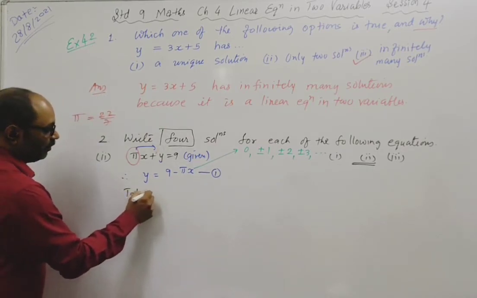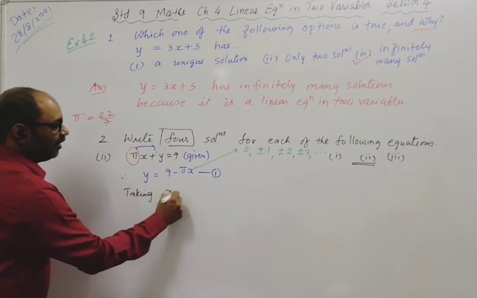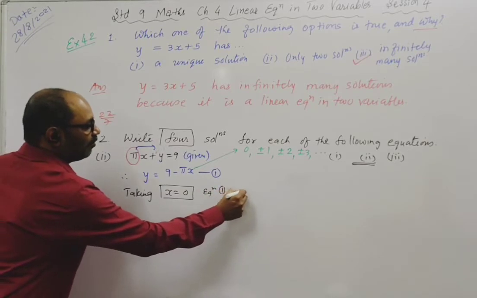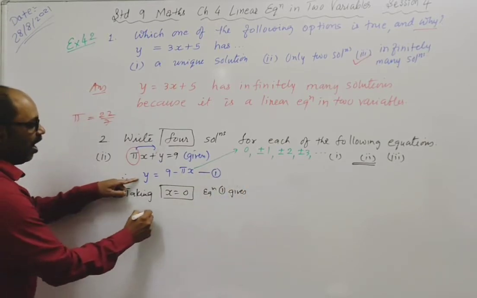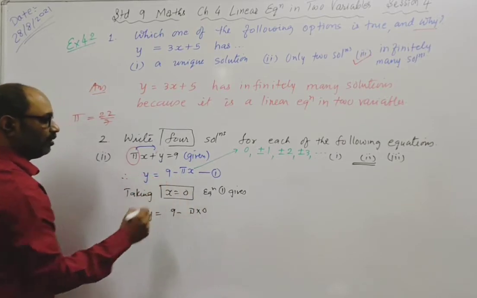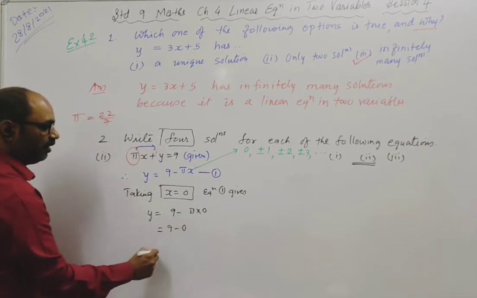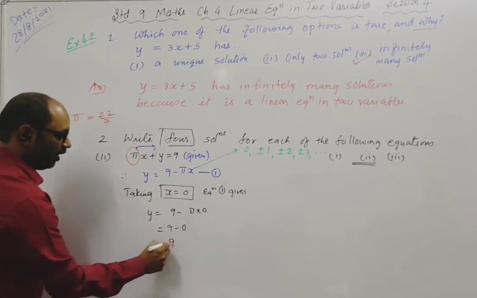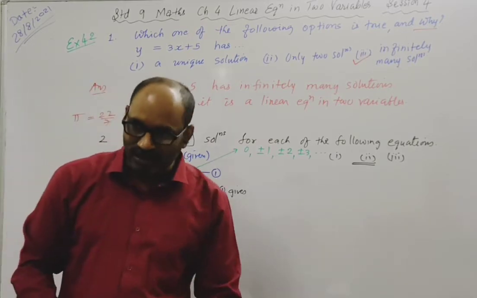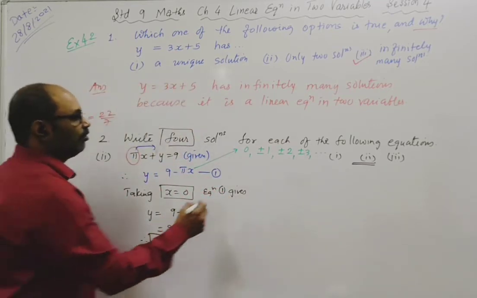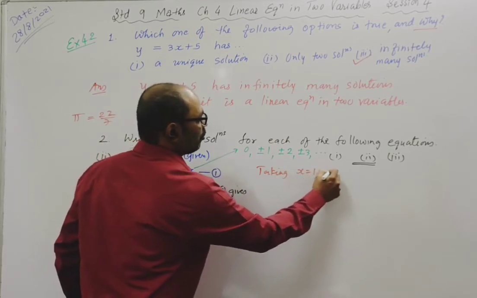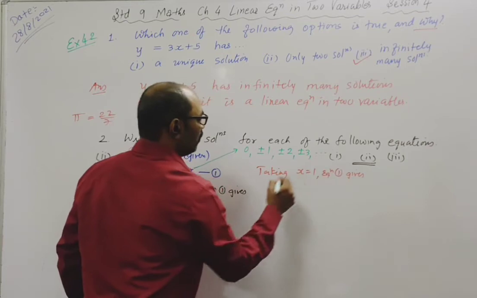Taking x is equal to 0 in equation 1, say y is equal to 9 minus 5 into 0. So that is 9 minus 0. Pi into 0 is 0. So that is 9. So y is equal to 9. You can see the box. You got the first solution. Second solution. Taking x is equal to equation 1 gives. Say.